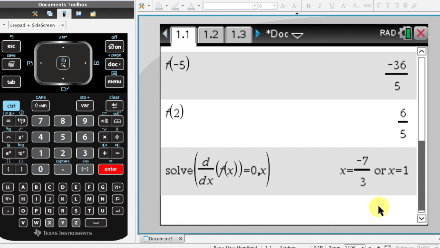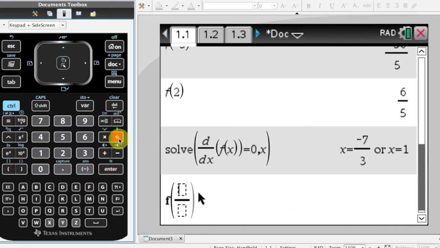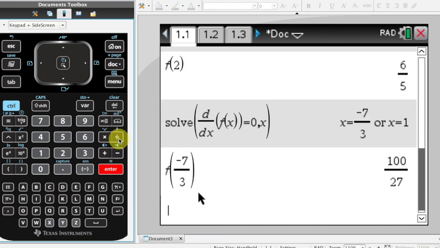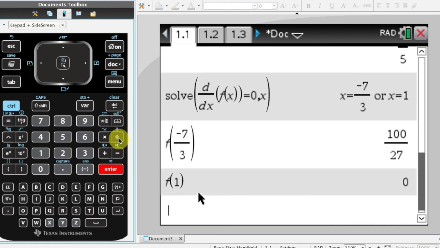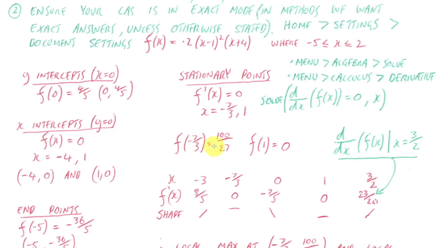What are their corresponding y values? So I'll have f of the fraction -7 on 3. There's my exact value, and also f of 1. So now I have all of the information that I need. So there's my turning points.